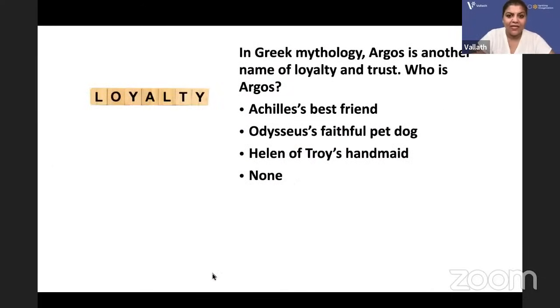Amazing. Anne Carson. Now, in Greek mythology, Argus. We know Doris Lessing wrote Canopus in Argos. Argus is another name for loyalty and trust, a metaphor for loyalty and trust. Who is Argus? Is it Achilles' best friend? Is it Odysseus' faithful pet dog? Is it Helen of Troy's handmaid, or none? Ankita, do you know? It was Odysseus's pet dog. Oh, she knows it. It is Odysseus's pet dog, Argus.